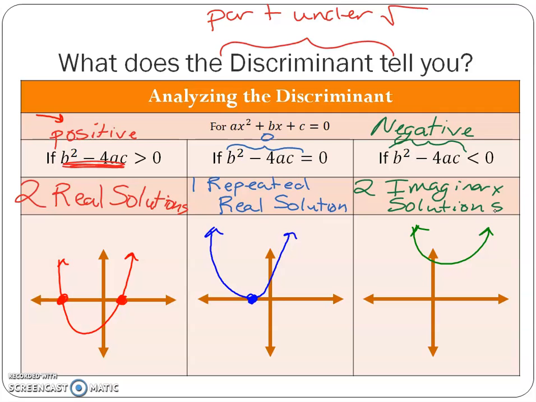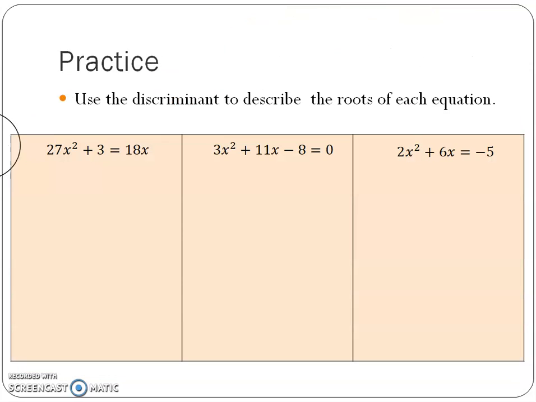Now, what am I going to have you do when you are trying to find your discriminants? Well, we're going to give you equations like you have right here. 27x squared plus 3 equals 18x. 3x squared plus 11x minus 8 equals 0. 2x squared plus 6x equals negative 5. And all they're going to say is use the discriminant to describe the roots. Roots is just the same thing as solutions. Describe these solutions. So again, we're not going to give the solution. You're just going to describe them.